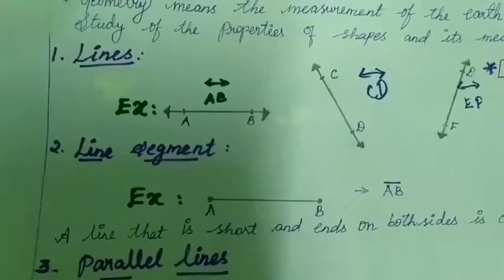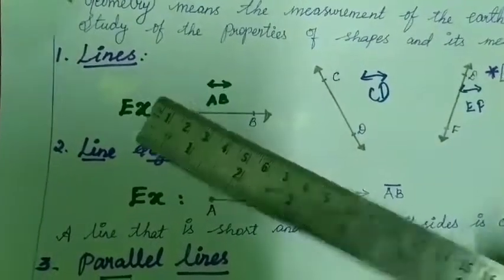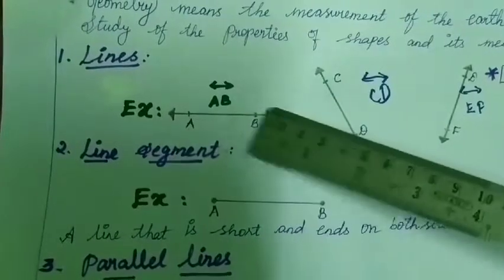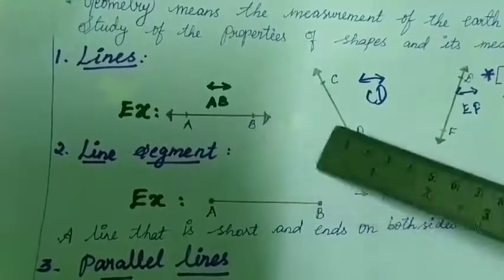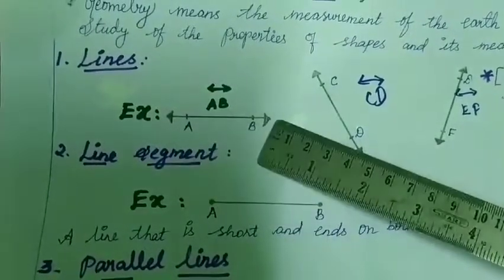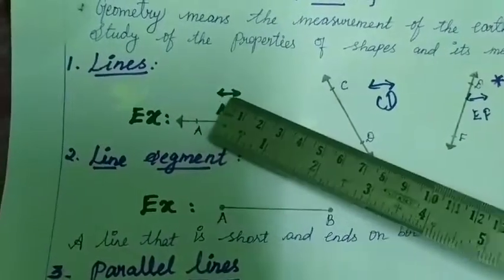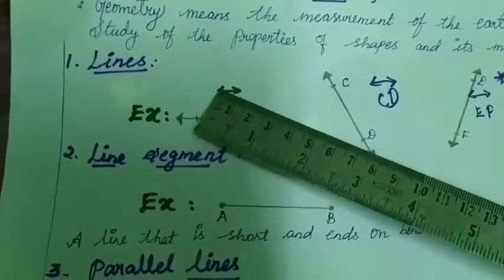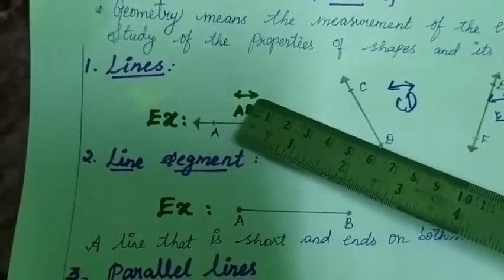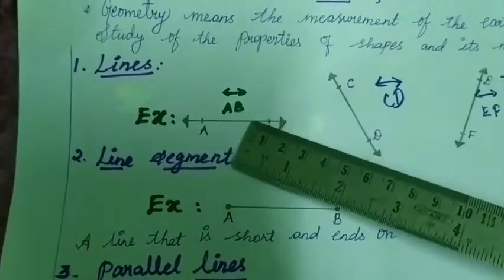See the first one, lines. See the line, both sides do not have an end. You can extend it on both sides in any direction. This is called the line. So AB, see the line symbol, both sides have the arrow mark. So this is called a line.